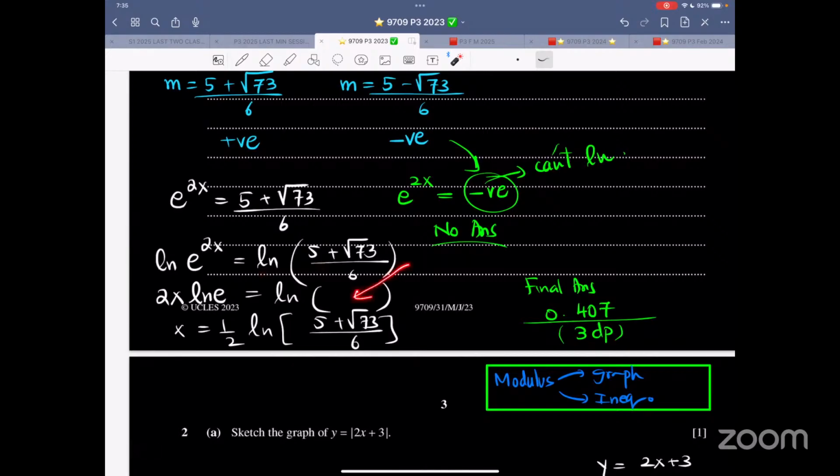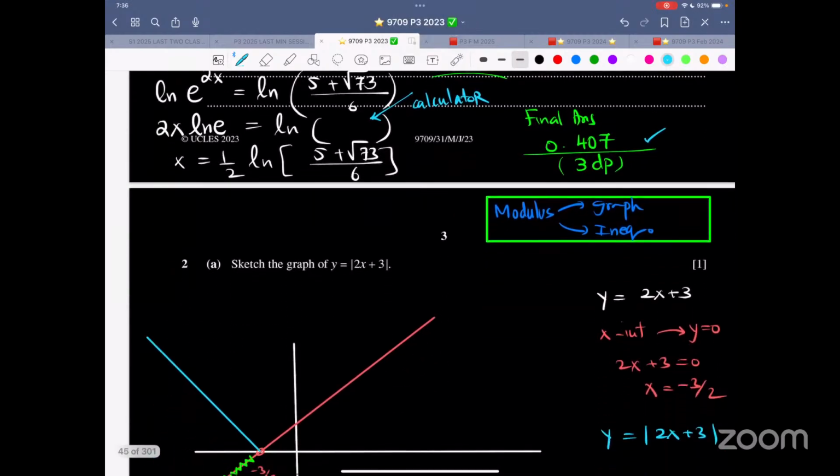At this point, you use a calculator. Calculator usage starts here. For the final answer, I have not shown the 4 decimal place working. I have written down the final answer, but as a student, you have to show the 4 decimal place working. So that is done.